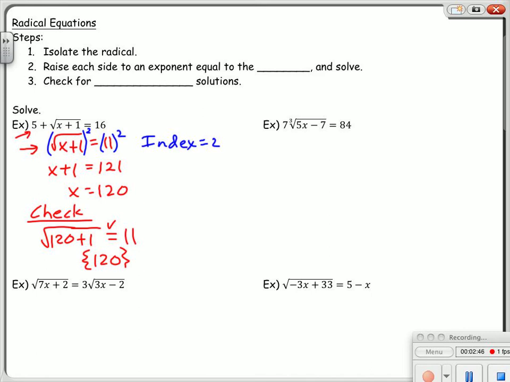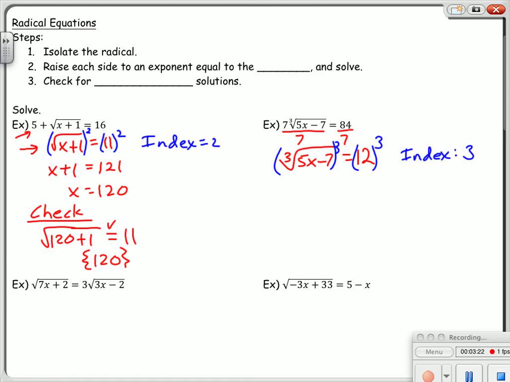For the second example, to isolate the radical, we need to divide both sides by its coefficient of 7, leaving us with the cube root of the radicand, 5x minus 7, is equal to 12. 7 goes into 70 10 times. 7 goes into 14 twice, and 10 plus 2 is 12. Notice our index this time is 3. Raise both sides by that index to eliminate the radical.